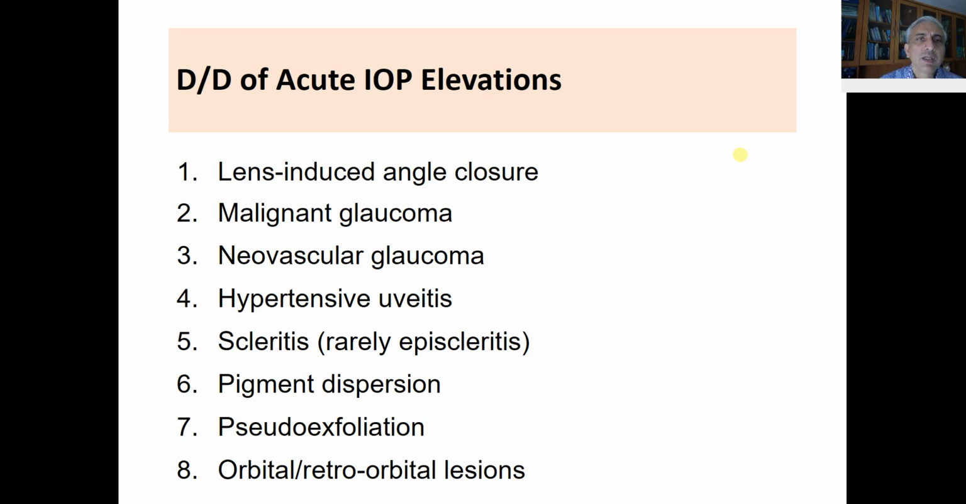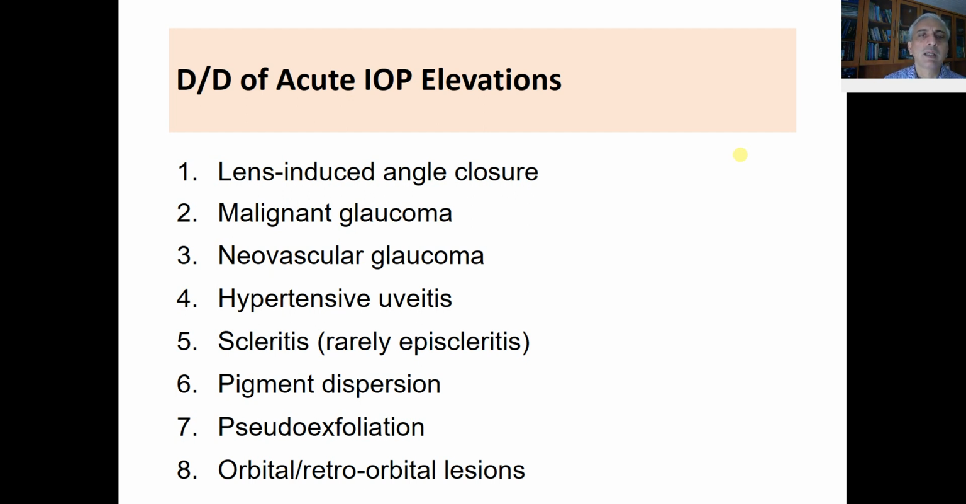So what are the differential diagnoses of acute IOP elevations? It can be due to lens-induced angle closure glaucoma, which is also called phacomorphic glaucoma. The lens is normally biconvex, so with increasing size, it tends to become more convex. Because of its thickness, it will cause the iris to move forward and occlude the angle.